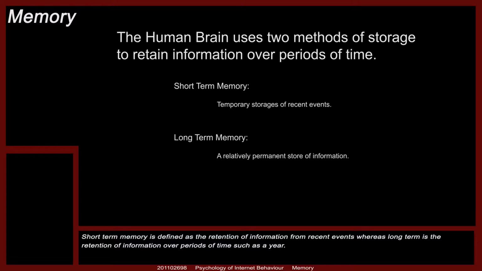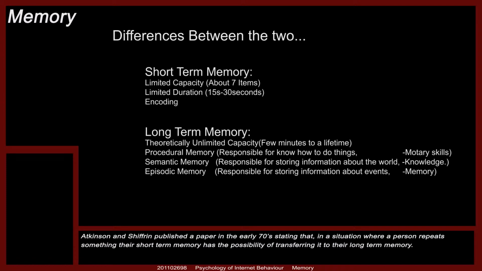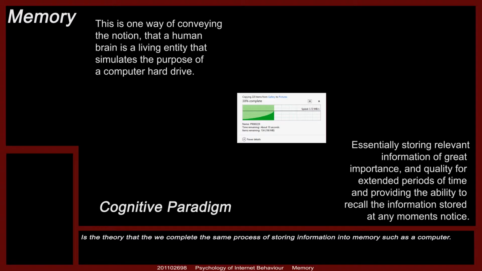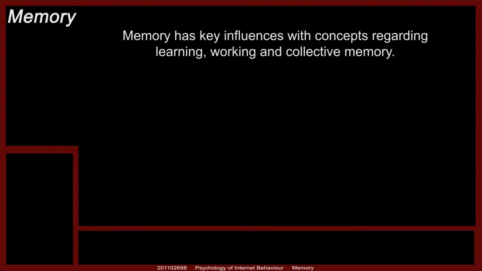Short-term memory is defined as the retention of information from recent events, whereas long-term is the retention of information over periods of time such as a year. Atkinson and Shiffrin published a paper in the early 70s stating that in a situation where a person repeats something, their short-term memory has the possibility of transferring to their long-term memory. The cognitive paradigm is the theory that we complete the same process of storing information into memory, such as a computer.